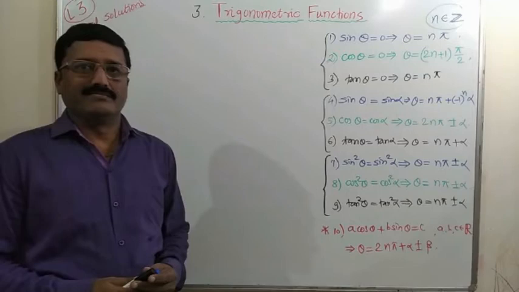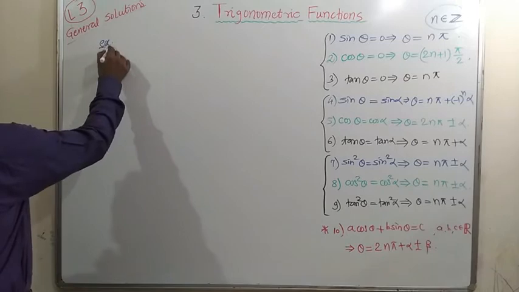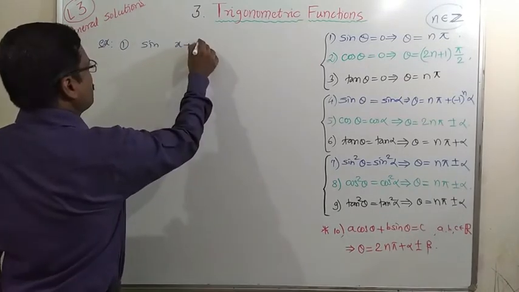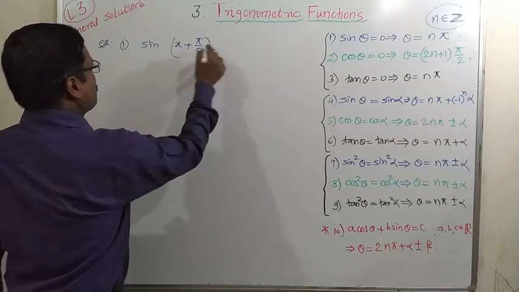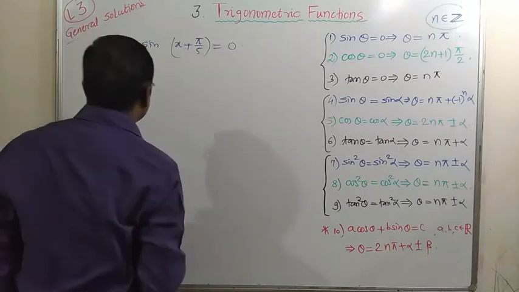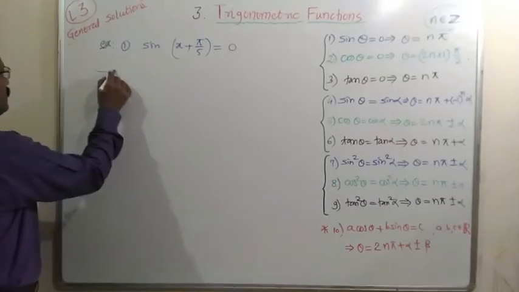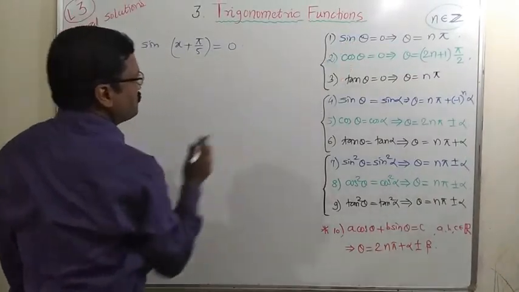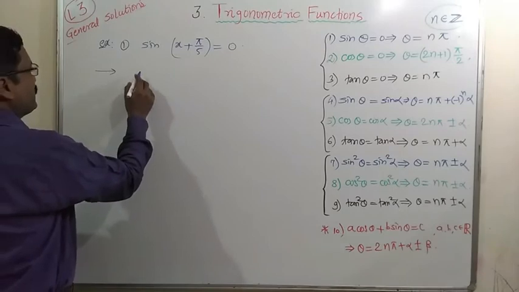Let us see example number 1. Sin (x plus pi by 5) equal to 0. Here sin theta is equal to sin 0, so we will use the first formula.